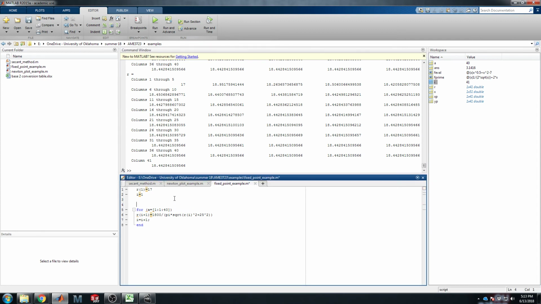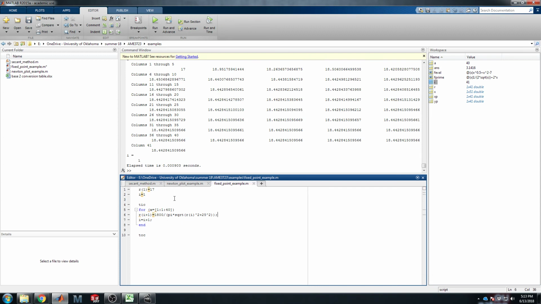Let's look again at the time required. So tic, toc, pretty nice little tool. I still like that. It's so easy. 9/10,000ths of a second. So that worked well. That's all there is to it. That is using the fixed point iteration method on problem 3.4. Of course, this was spoon-fed to us.